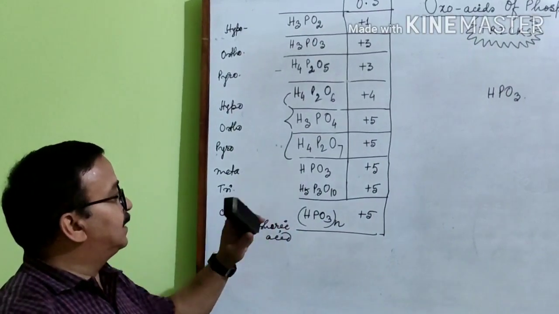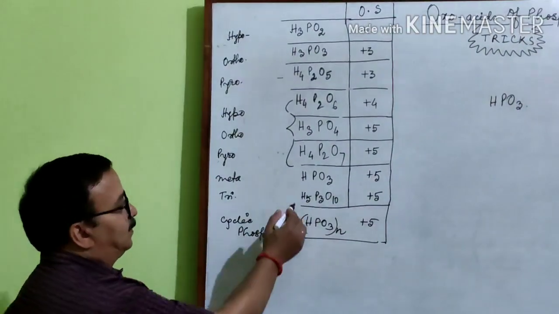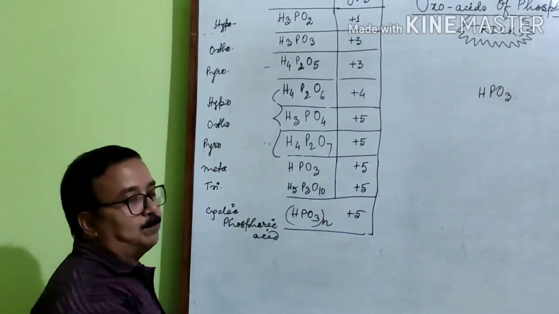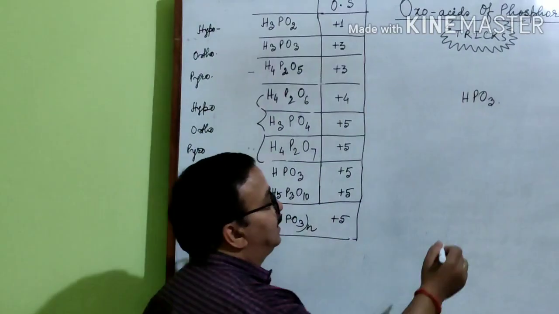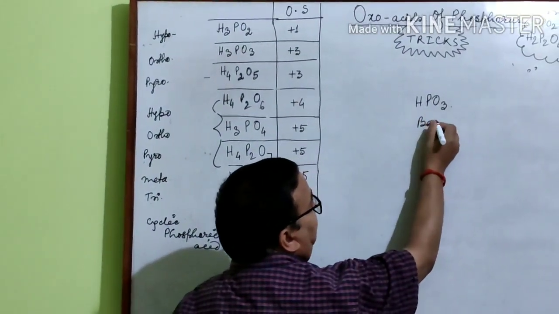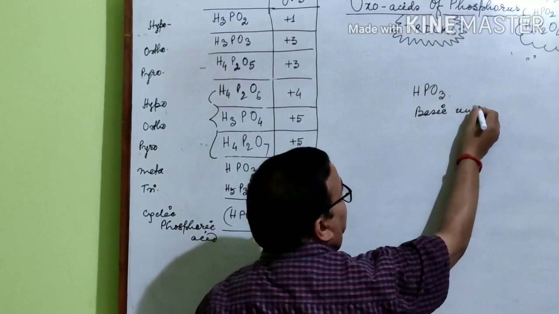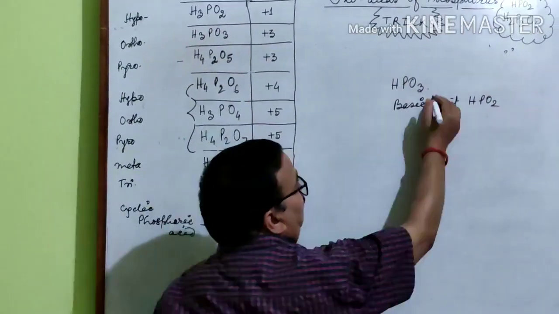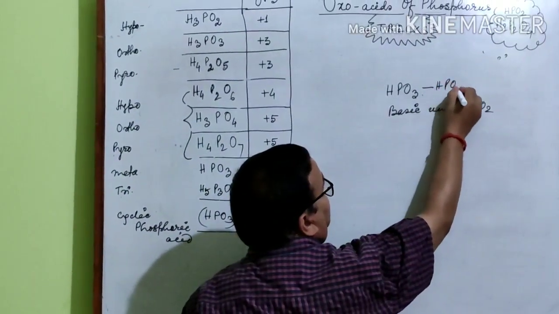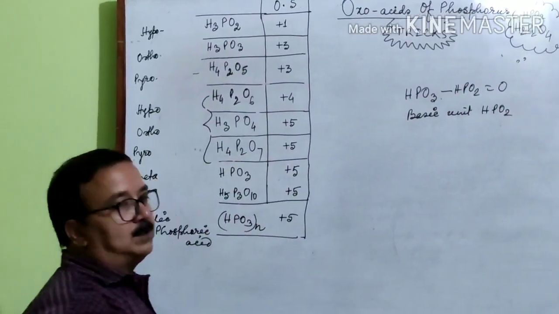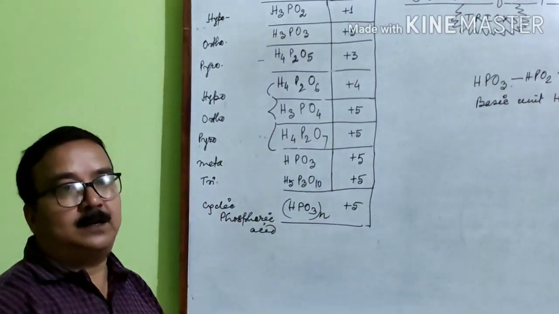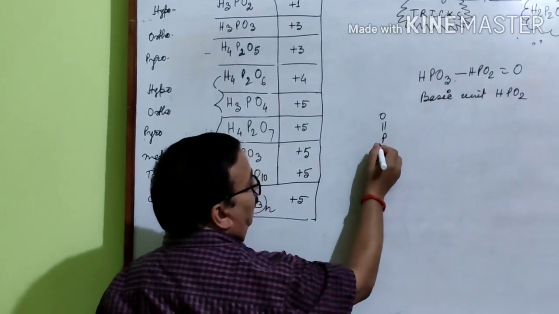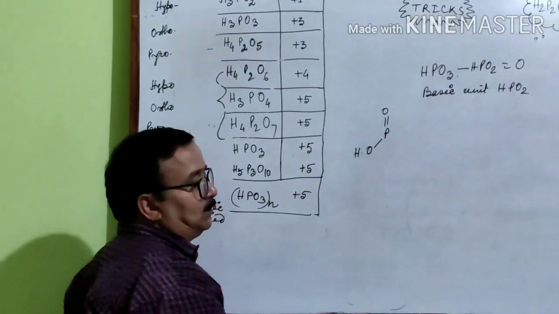Now we are discussing the structure of HPO3, that is metaphosphoric acid. The oxidation state of phosphorus is +5. So the basic unit here is HPO2. Subtract HPO2. Here what is left? Only one oxygen atom is left. So first of all, draw the basic unit HPO2: P double bond O, OH. This is the basic unit.